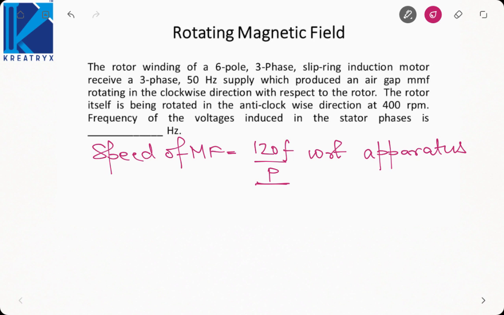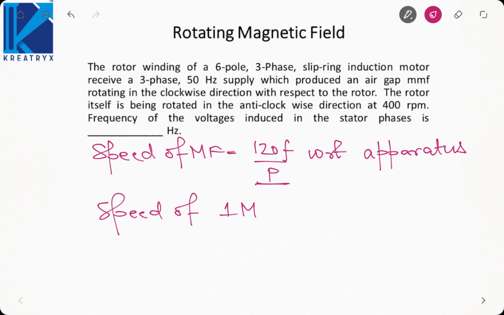Now suppose we have a three-phase winding on the rotor and we apply an F frequency supply to the rotor. Then the rotor winding will create a rotating magnetic field which rotates at 120 F by P with respect to rotor. So the magnetic field will rotate at 120 F by P with respect to the part where the winding is actually wound. Is it fine?